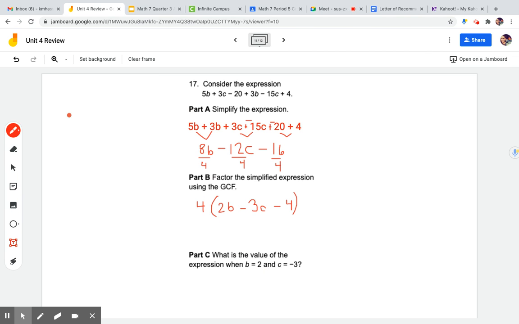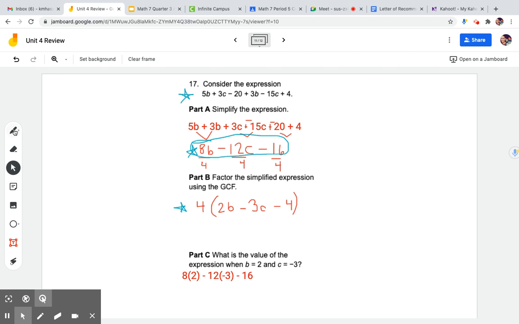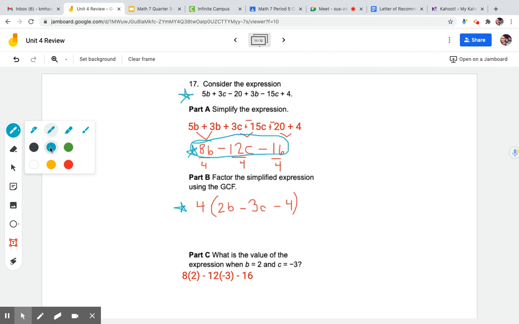I can use any one of the expressions that I've had so far. I can use the one I started with. I could use the one where I combined the like terms. I could use the factored expression. For me, I kind of like this one here. And I'm going to substitute in 2 for b and negative 3 for c. I'm going to solve this using order of operations.